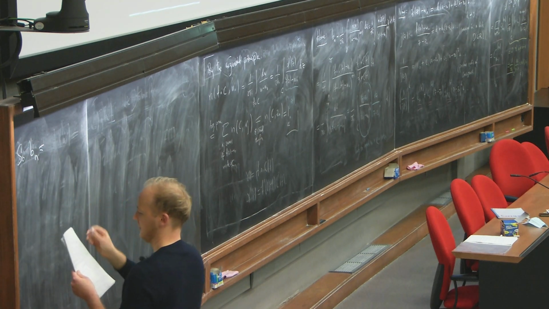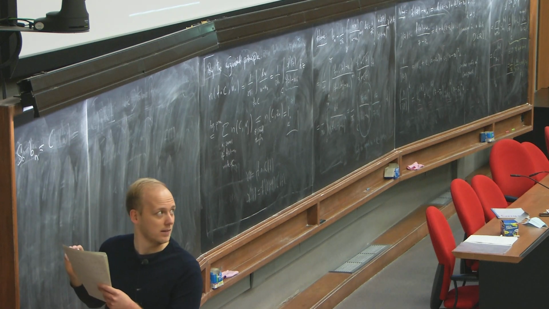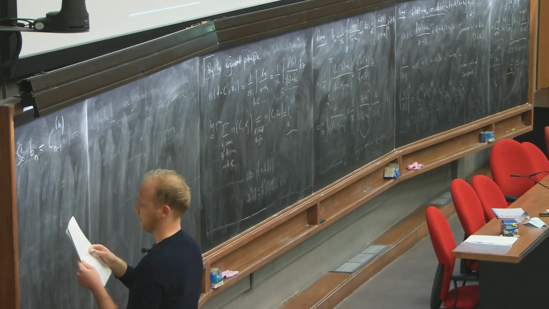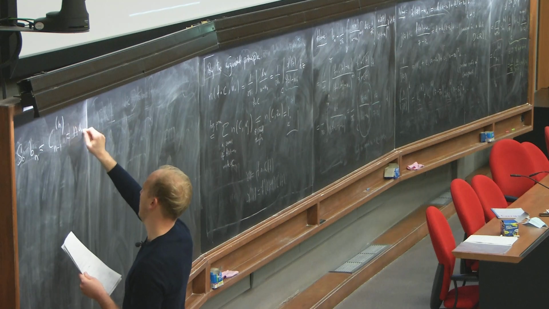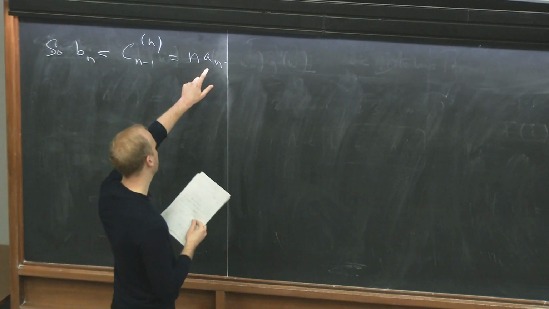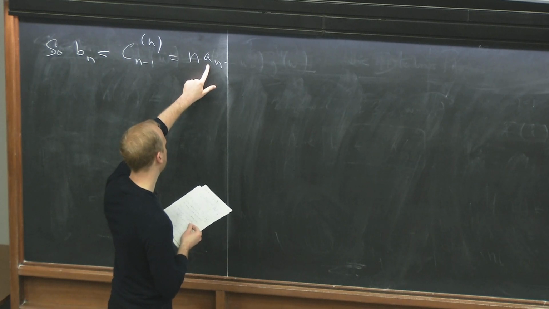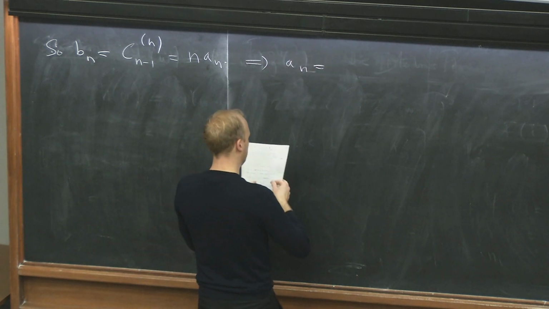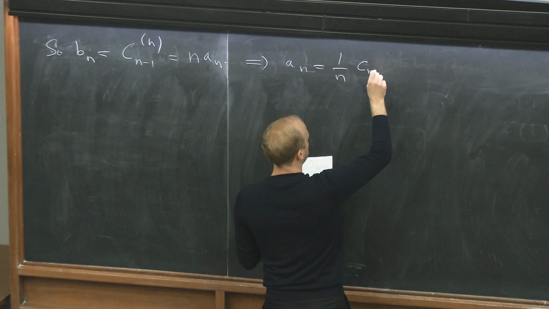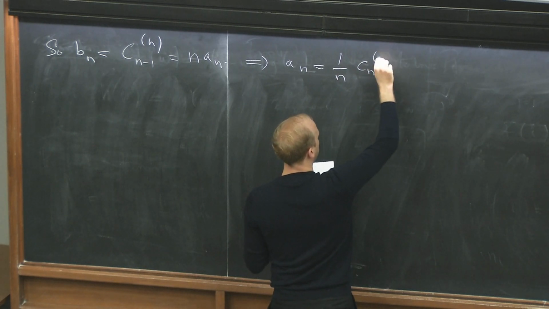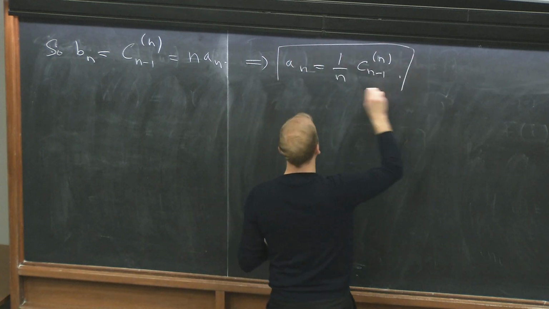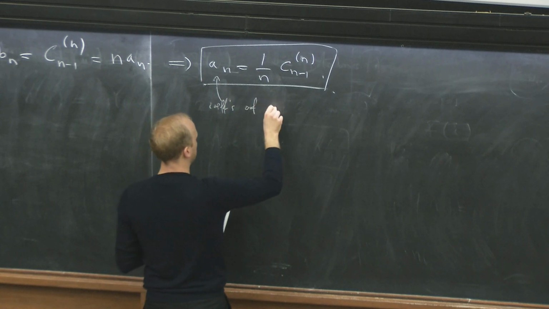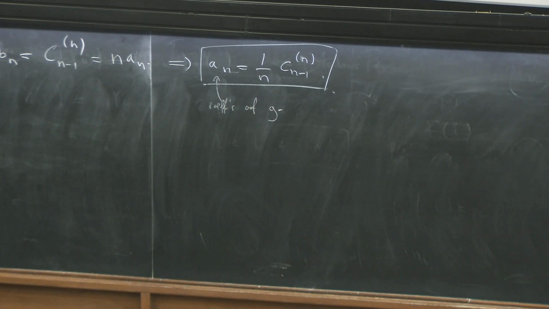But okay, so we got Bn equal to Cn minus 1, equal to this coefficient, which is then equal to n times an, where you remember that an were the coefficients that we were looking for of the inverse. Okay, so otherwise put, an is equal to 1 over n times Cn minus 1 of n, this coefficient. Okay, these were the coefficients for the inverse, for the local inverse G.